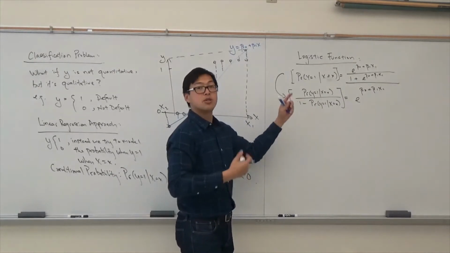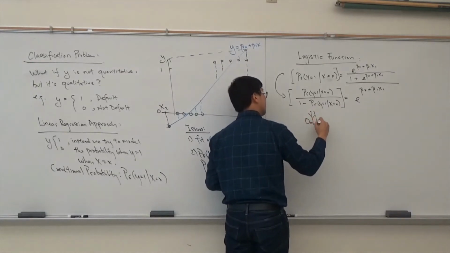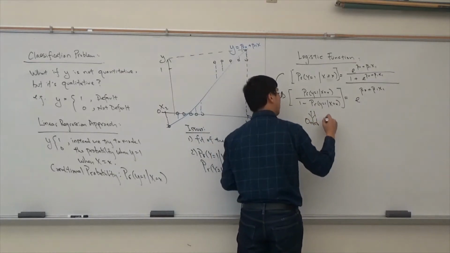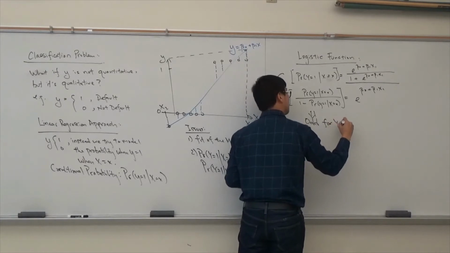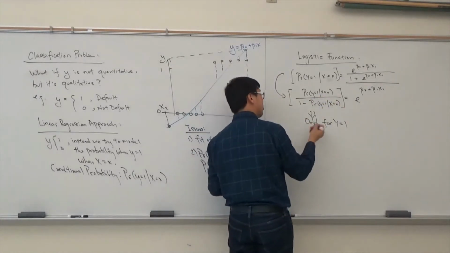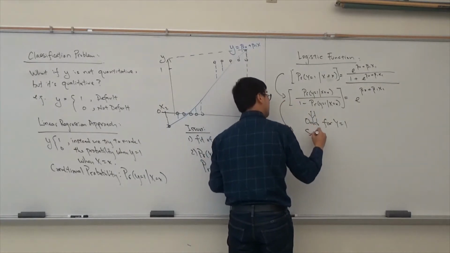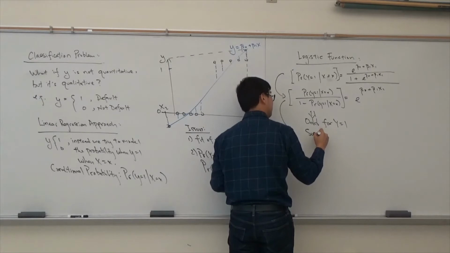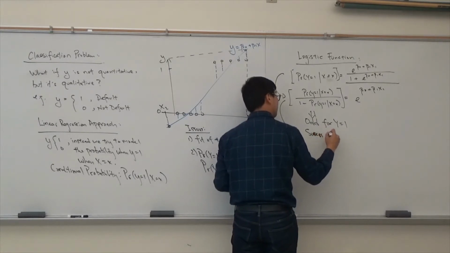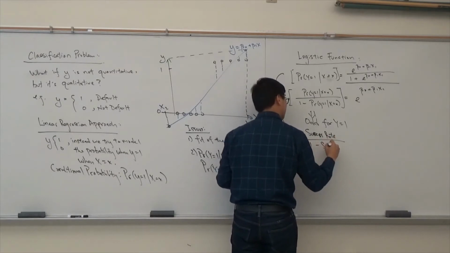So in this case, you can think about this as the odds for y is equal to 1. How? Well, you can rewrite this function like the following. We can say this is basically the success rate divided by 1 minus the success rate.